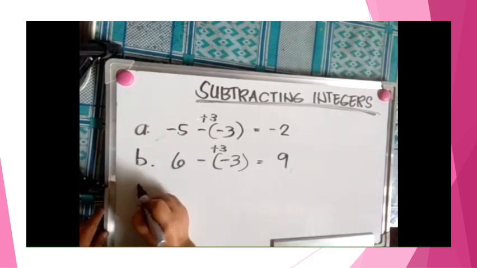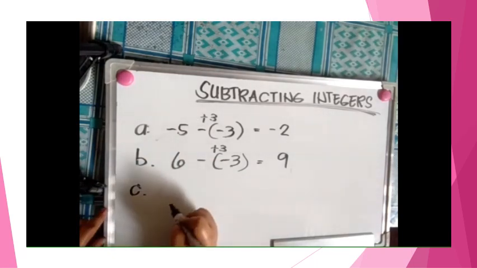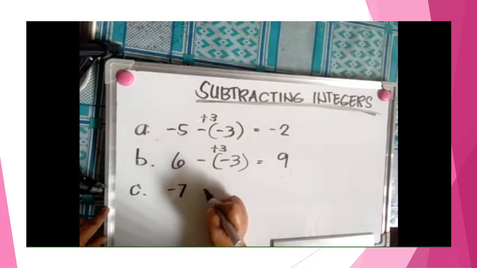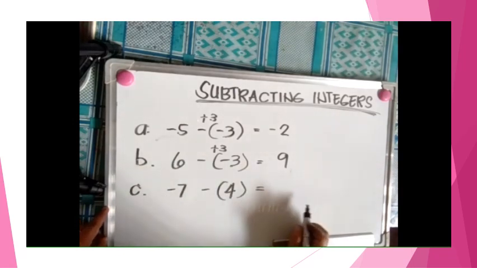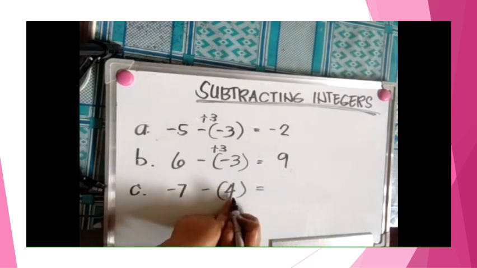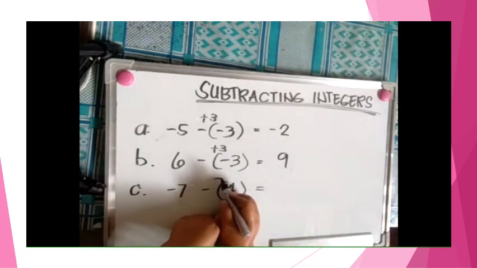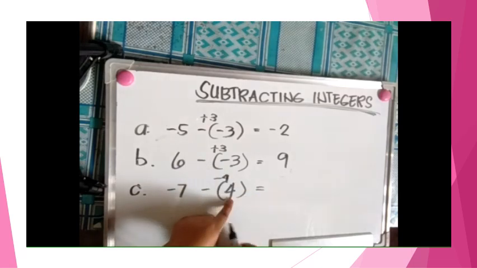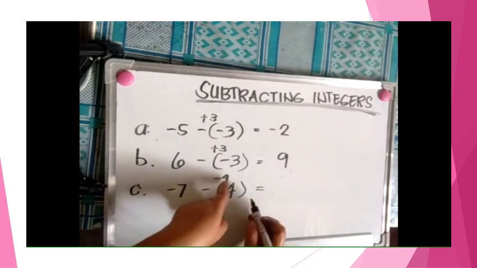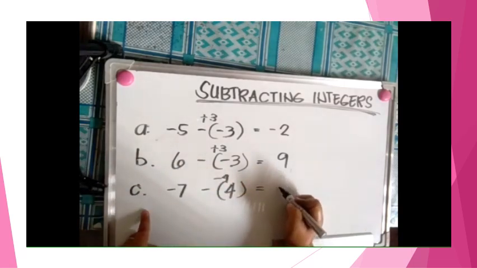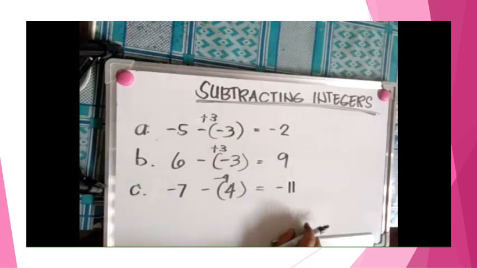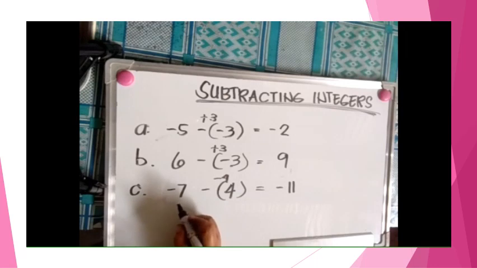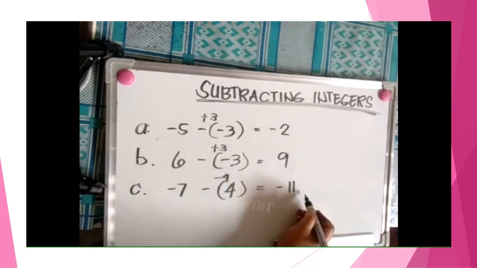Okay? Letter C. Negative 7 minus 4 equals what? What is the opposite of 4? It is negative 4. So, negative 7 plus negative 4 is equal to negative 11. Teacher, why is it negative 11? It is not negative 3.